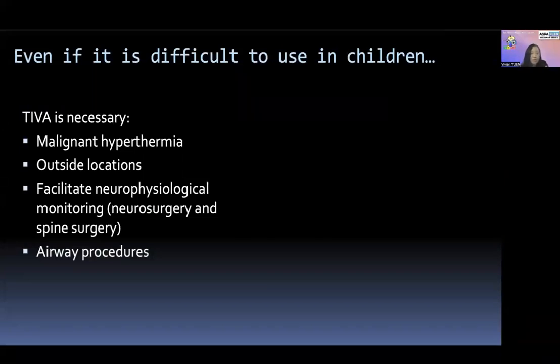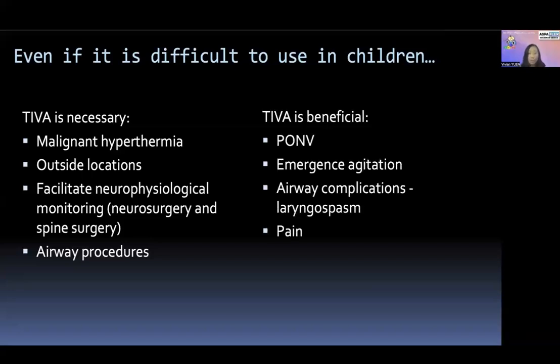Nevertheless, even if it is difficult to use in children, TIVA is sometimes necessary when you have a patient with malignant hypothermia, when you work at outside locations, when you have to facilitate IOM in neurosurgery and spine surgery, or in airway procedures. There are, of course, other benefits of TIVA, which we are going to discuss in our subsequent talks.